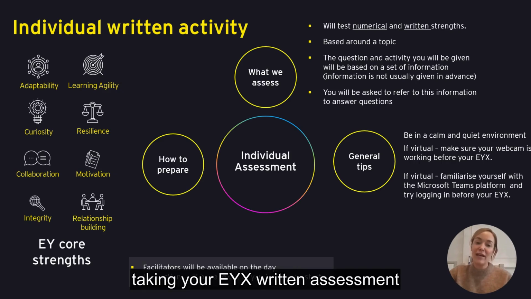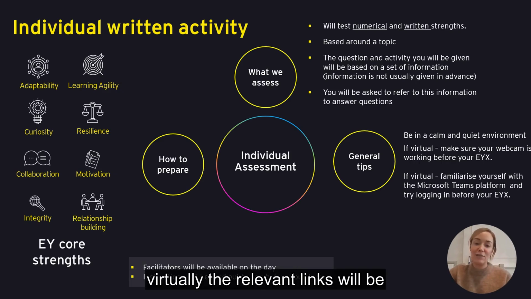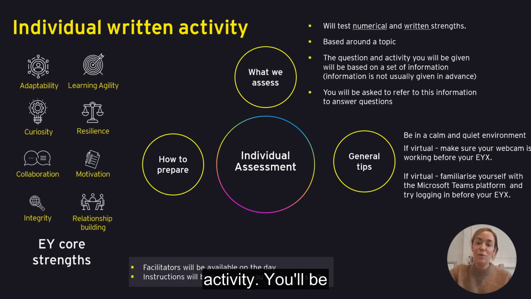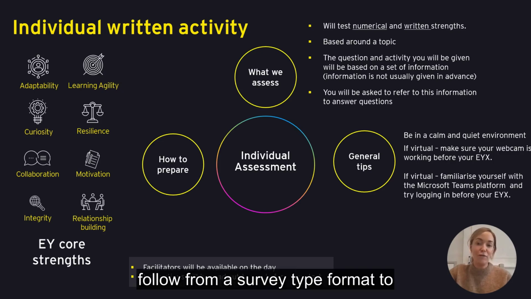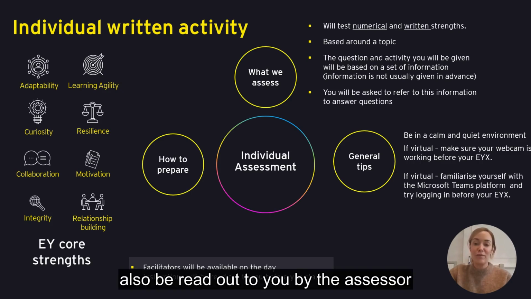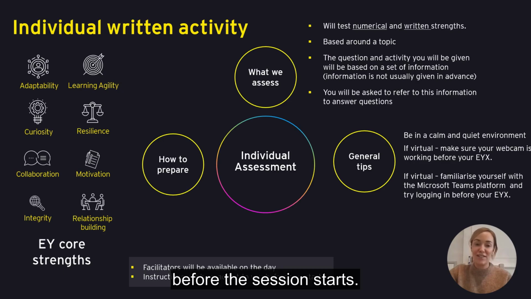If you're taking your EYX written assessment virtually, the relevant links will be provided and a live assessor will be available to time the activity. You'll be asked to have your cameras on during the assessment, but you can place yourselves on mute. You can expect some reading information, instructions that you can follow from a survey type format to complete and submit, a numerical and written part, both based on reading information. My advice is to read material carefully, especially before tackling answers. The instructions will also be read out to you by the assessor before the session starts.